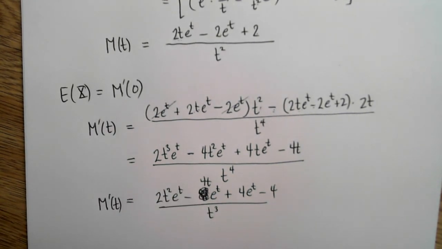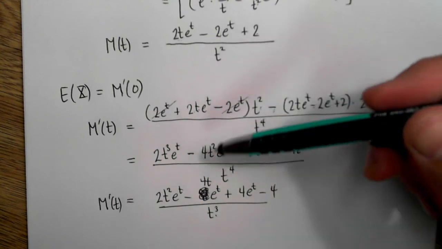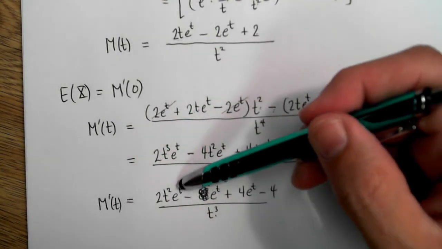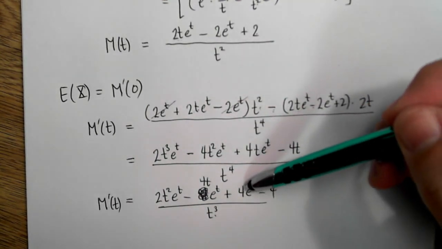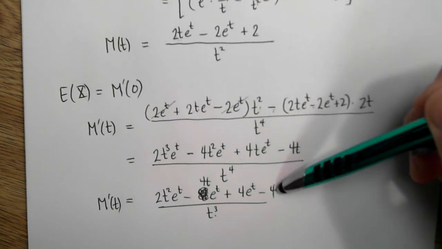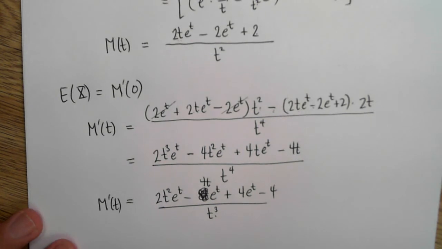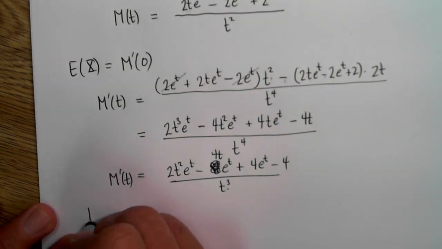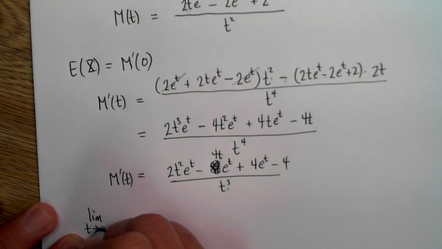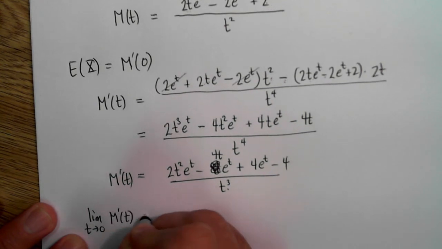Now I need to plug in 0. Well, clearly I can't just simply plug in 0 because that would be a 0 in the denominator. Also, if I plug in 0, this would be 0, this would be 0, and that's 4 times 1 minus 4. So if I try to plug in 0, it's 0 over 0. So I need to use L'Hopital's rule to figure out what the limit of this function is as t gets close to 0.